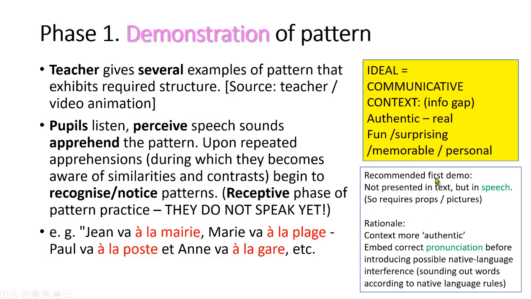I recommend that when you first do the demonstration, you don't show the text, but just do it in speech. The rationale for that is that the context is perhaps more authentic, because you wouldn't normally be introduced to this language with the words there as well. And this is the most important thing. You're embedding correct pronunciation before you introduce some possible native language interference. If they see it written down, they might have a very good memory for that spelling, and their automatic understanding of English phonetics might kick in and get in the way.